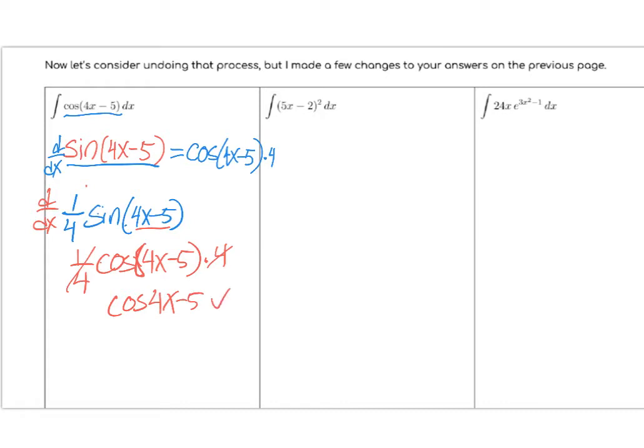Okay, so just to jump backwards and talk about what we just did, we found a function whose derivative was the stuff on the inside. That was our goal. And that function was 1/4 sine of 4x minus 5. I'm just going to throw a plus C at the end there. Cool. We're going to come back to that.